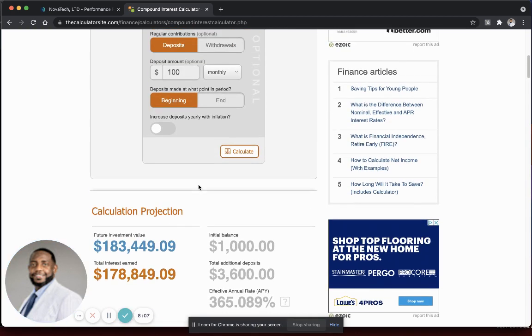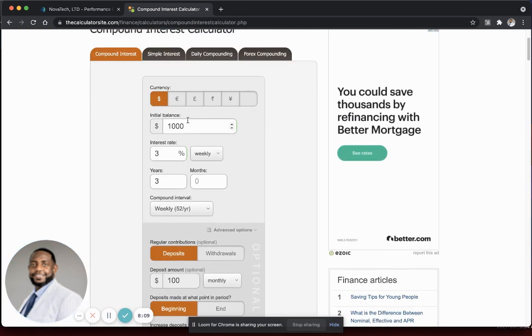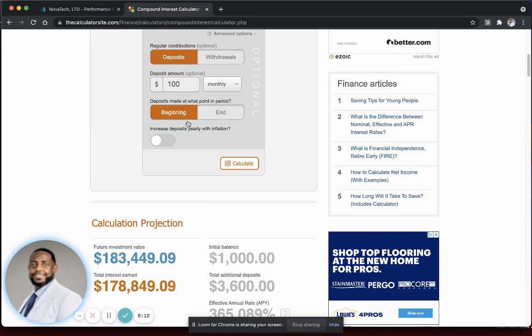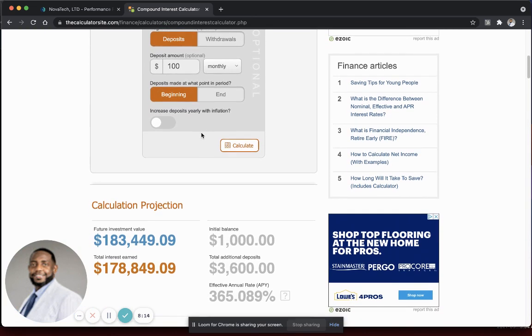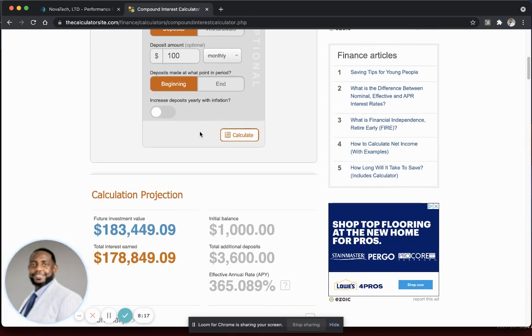Okay. Now I'm going to go ahead and calculate this, and I want you guys to see the numbers. If we start with a $1,000 balance, right? And then we do this for 3 years. Now I know this is not a short period of time, but 3 years actually is a short period of time if you think about it. In 3 years, this $1,000 turns into $183,449.09, guys. This is amazing. $1,000 can turn into $183,449.09 over that period of time.